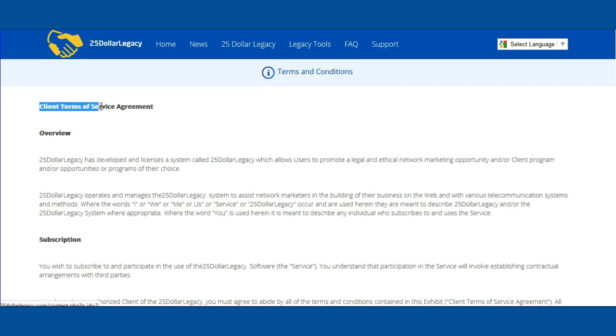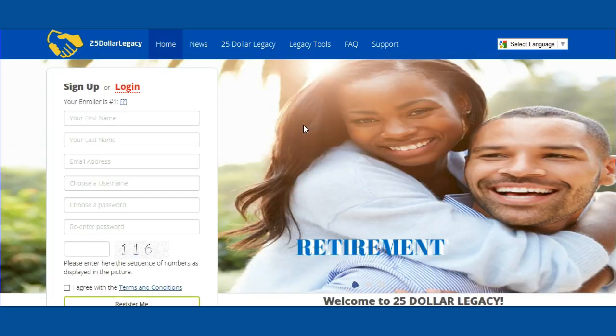Client Terms of Service Agreement. You signed it when you registered. So stop asking for refunds. It's not that we don't want to give it to you. We do. We wouldn't mind giving it to you if the company kept 100% of it.